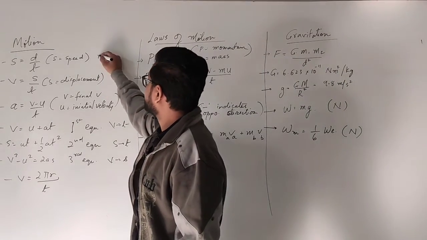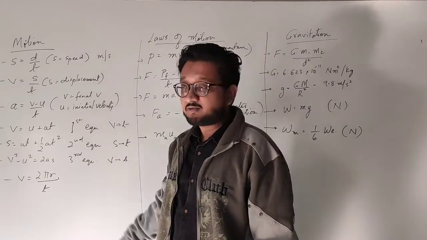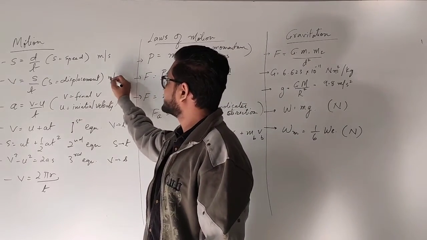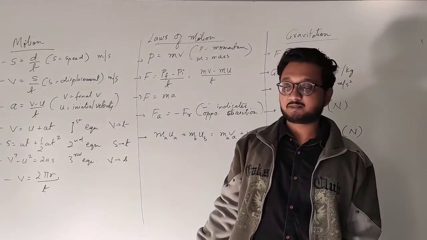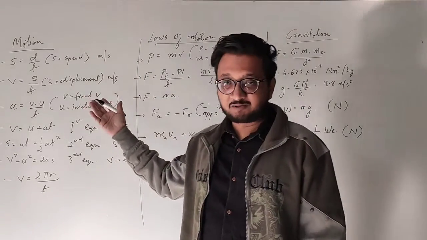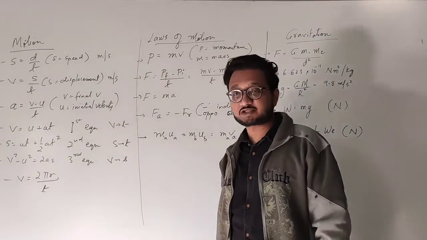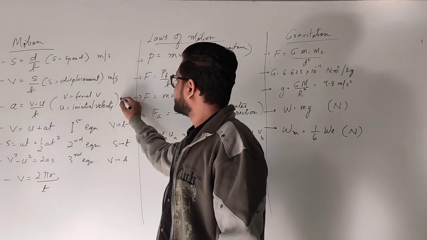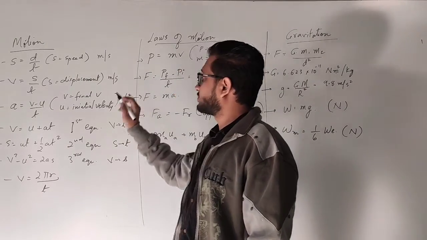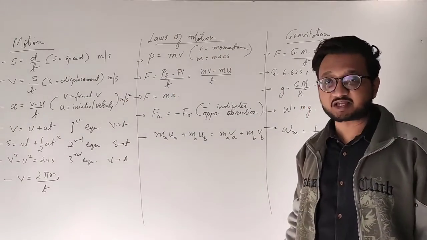Speed is meters per second, very easy. Velocity is also meters per second because distance or displacement is in meters. Okay, or kilometers per hour, but you have to convert it in meters per second. For acceleration, it is meters per second square.